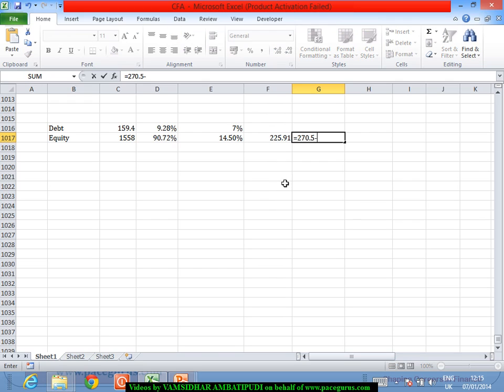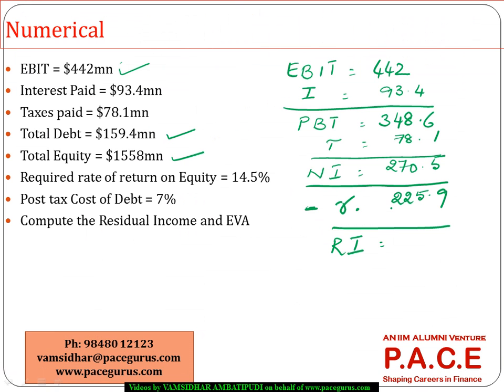270.5 minus 225.9, working out to a residual income of 44.59 million. This is how we compute the residual income post the net income computation. We have to deduct a charge for the equity investors' required rate of return on the equity capital that has been invested. Now, how do I compute the EVA in this case?